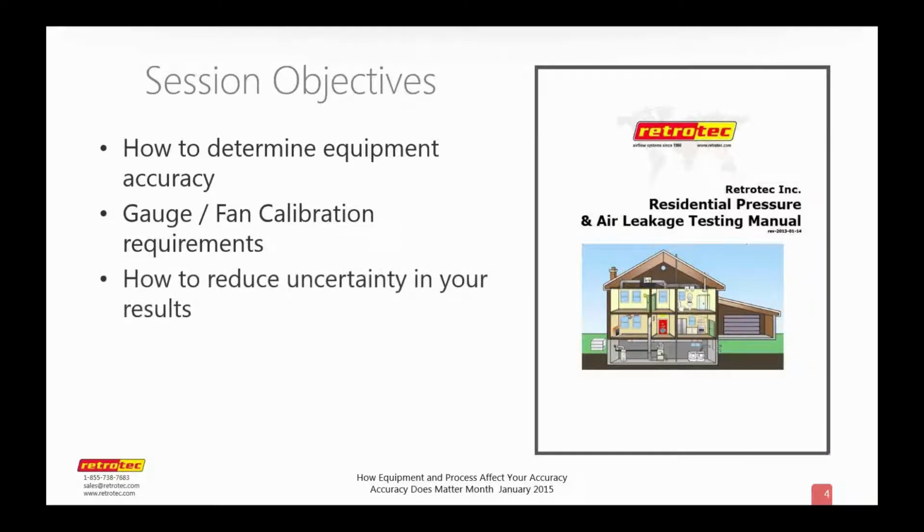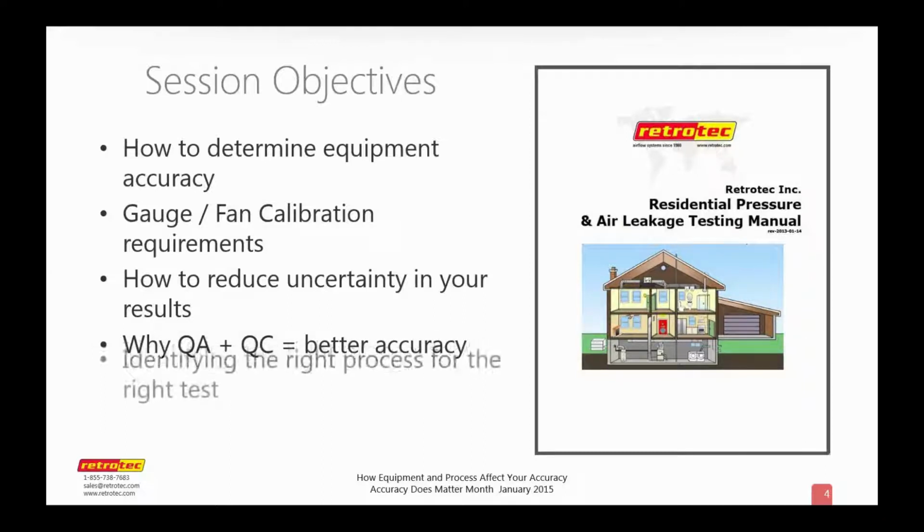How to reduce uncertainty in your results. Basically, that's going to be talking a little bit about how to get out there and actually do tests and make sure that you're getting the results that you want. We'll talk more about that. Why does QA and QC equal better accuracy? That has a lot to do with making sure that you have a plan, that you have a process, and that you check it. And we'll talk more about that.